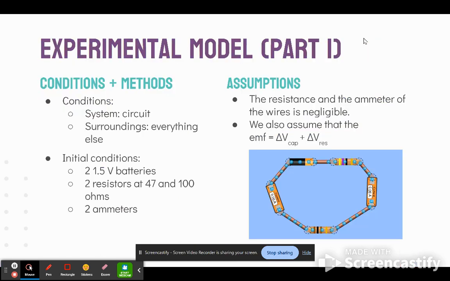So the experimental model uses an online idealistic model of a circuit to show different configurations of resistors and capacitors. The system is the circuit while the surroundings is everything else. The initial conditions are that the circuit has two 1.5 volt batteries, two resistors at 47 and 100 ohms, and two ammeters. In this experimental model, we assume that the resistance and the emf of the wires is negligible. We also assume that the EMF equals the potential difference of the capacitor plus the resistors.